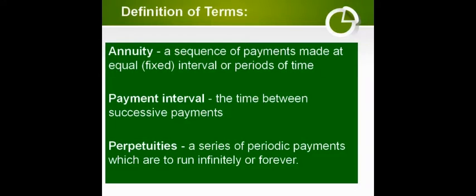So now let's proceed to the definition of terms. Kailangan natin ma-familiarize the terms that we are going to use in our discussion later. Annuity is a sequence of payments made at equal or fixed intervals or periods of time. Next is payment interval, the time between successive payments. So yung mga intervals. Perpetuities, a series of periodic payments which are to run infinitely or forever.